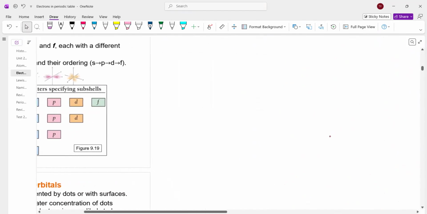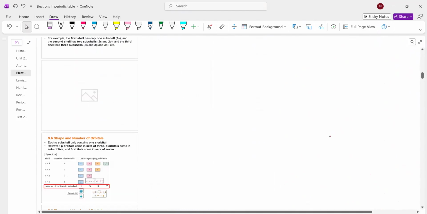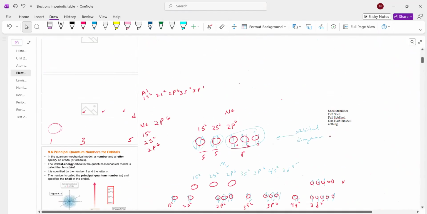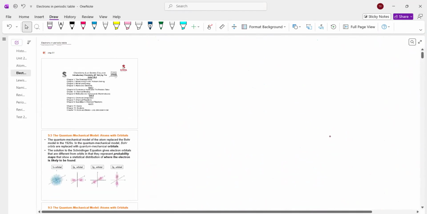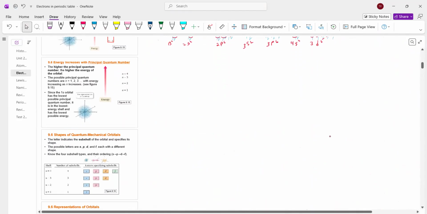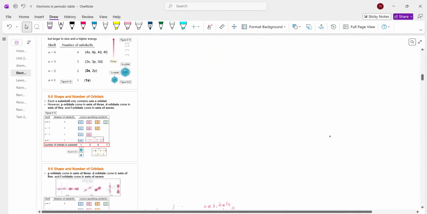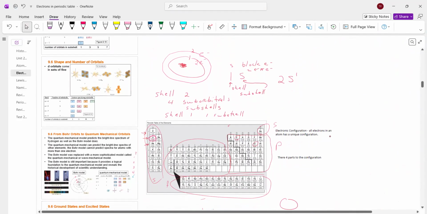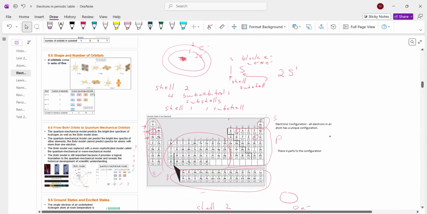so I just need to. No, there's like periodic table right there.